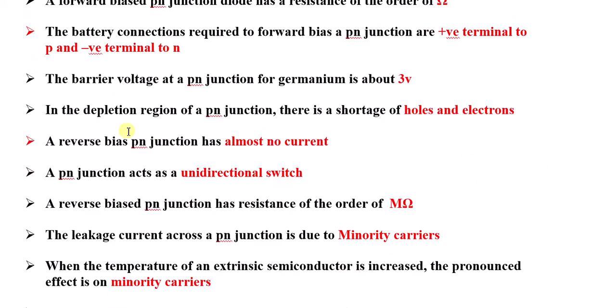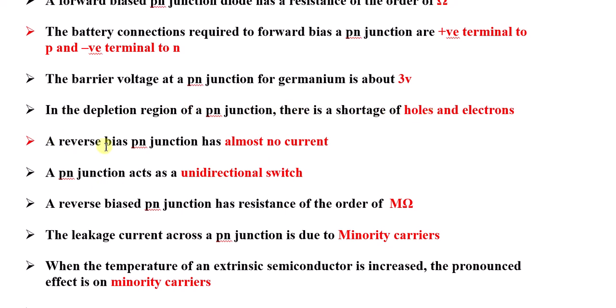Next, in the depletion region of a PN junction diode, there is a shortage of holes and electrons. The depletion region is nothing but the barrier. In the barrier region, as I already told you, there is a shortage of holes and electrons, because immobile charges are present in the depletion region, so there are no free holes or electrons to conduct.